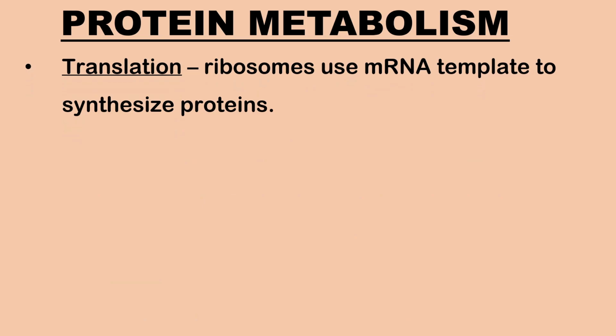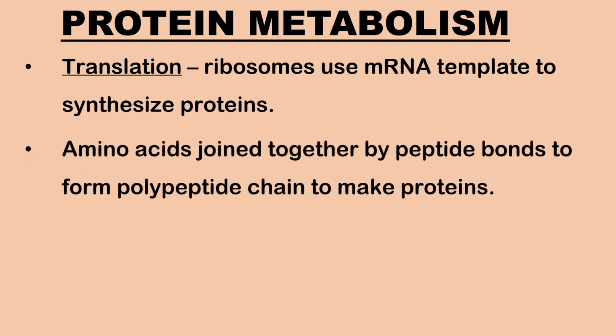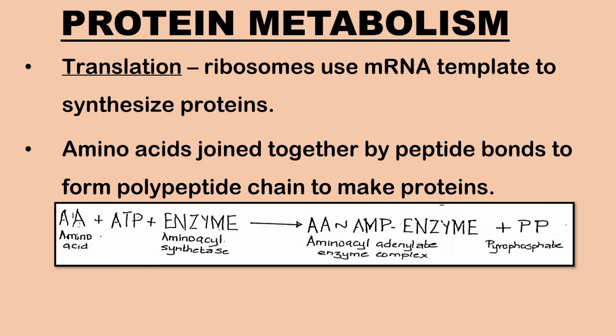The second step of the central dogma is translation. In this process, ribosomes use the messenger RNA template to synthesize proteins. The sequence of codons on the messenger RNA strand is decoded, and accordingly, the amino acids are joined together by peptide bonds to form a polypeptide chain that makes proteins. The different steps in protein synthesis are as follows.